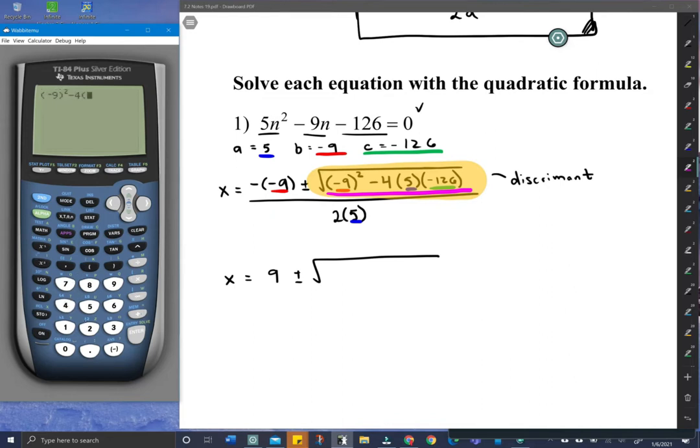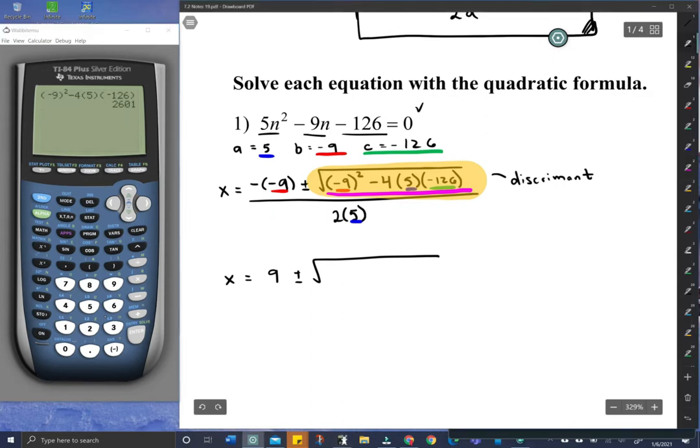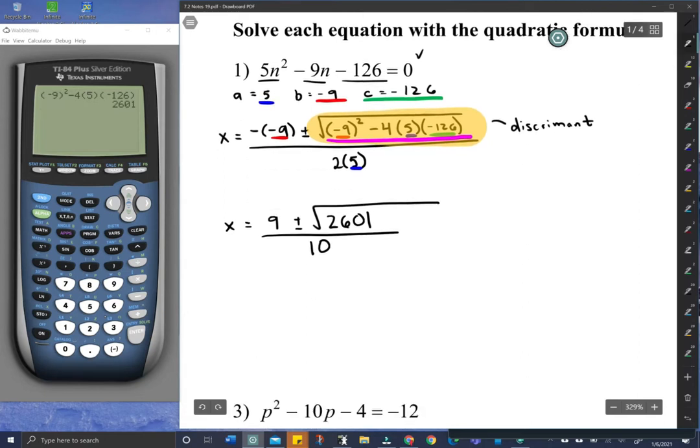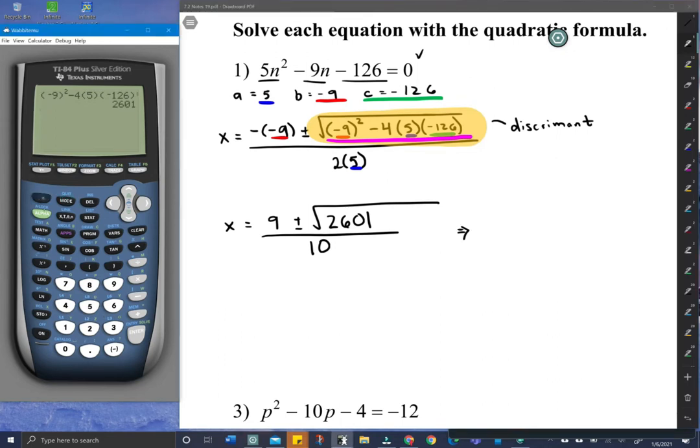I see students make little mistakes here all the time, and it's frustrating because really you could just use your calculator. So that's the square root of 2601. Oh man, that's big. And then all over 10. So we're getting there. We just need to keep simplifying. That's a big square root. So first, let's see if it's a perfect square. I don't believe it is, 2601. What do you know? It is. It's a perfect square, 51.